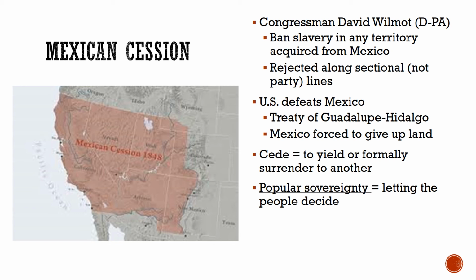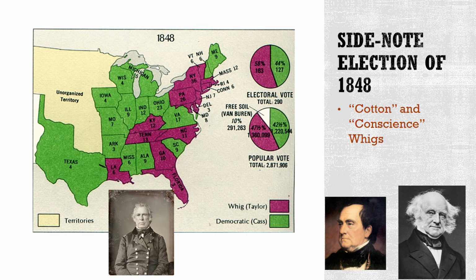in the Mexican Cession. Just a really quick side note here, with the presidential election of 1848, we have this struggle within the Whig Party, and it's going to foreshadow its collapse. We have what were called the Northern Conscience Whigs and the Southern Cotton Whigs. And so it's important to understand this sort of conflict within the Whig Party because of the sectional crisis.